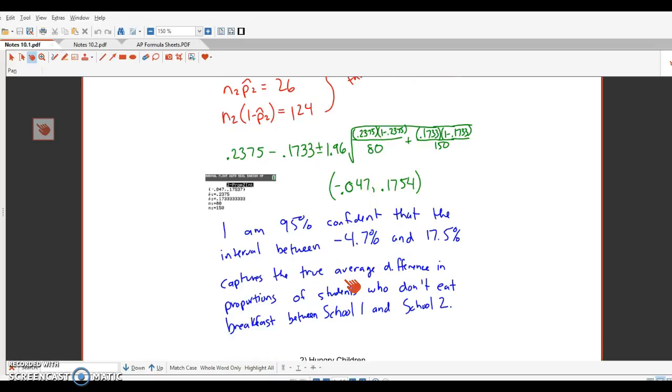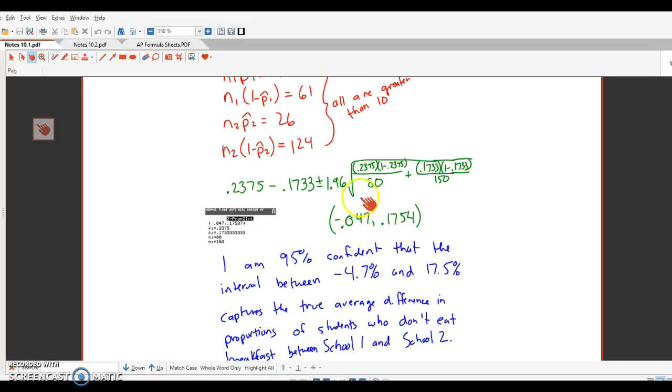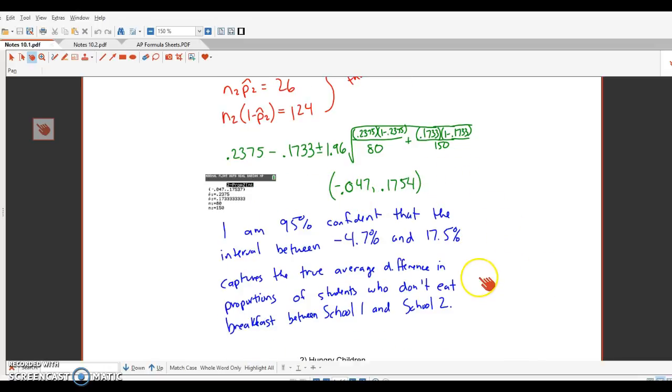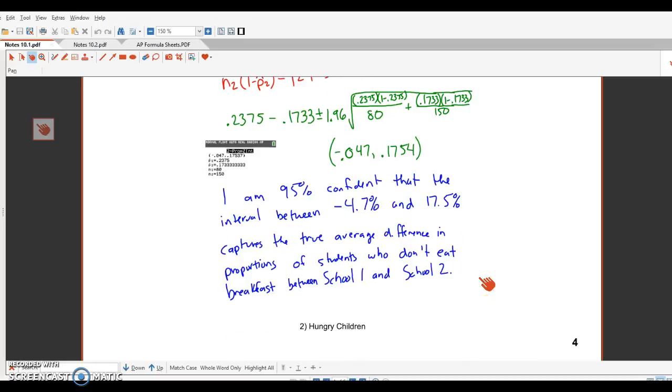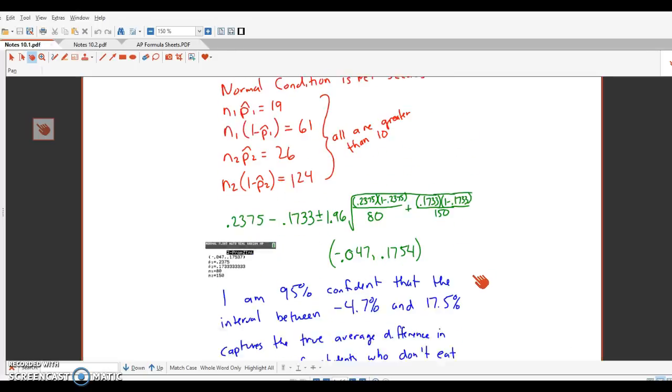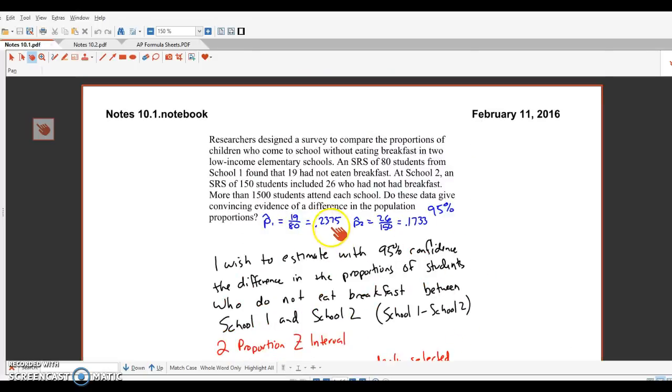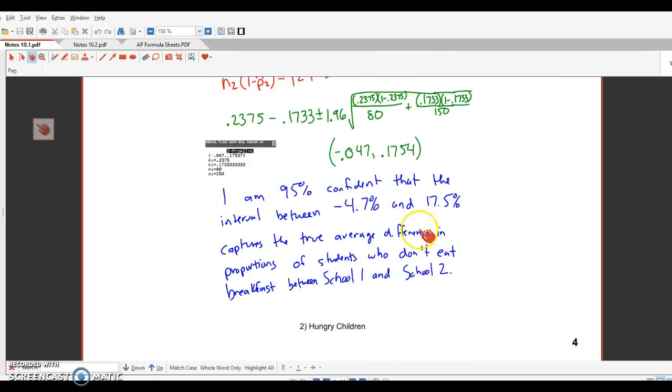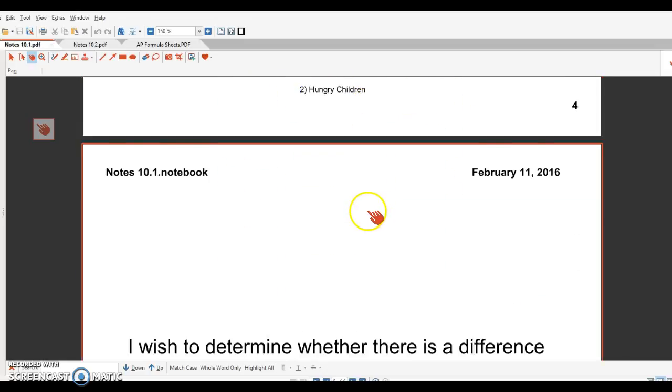So keep in mind here, if I'm looking at a difference, quite often I'm interested in whether 0 was included, because 0 would indicate that there is no difference. So since 0 is included in this interval, in other words, since the interval spans all the way from the negatives to the positives, I cannot say that there is any statistical evidence that there is a difference between the 2 schools, even though there was a small difference in the sample proportions. It wasn't big enough to enable me to say that there is a difference in the population proportions.